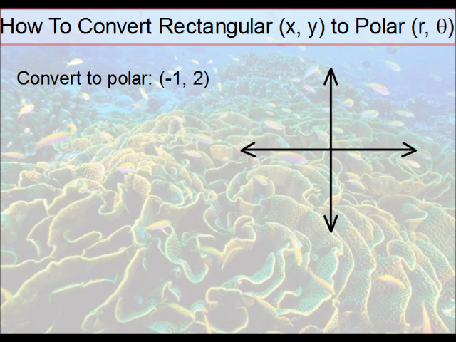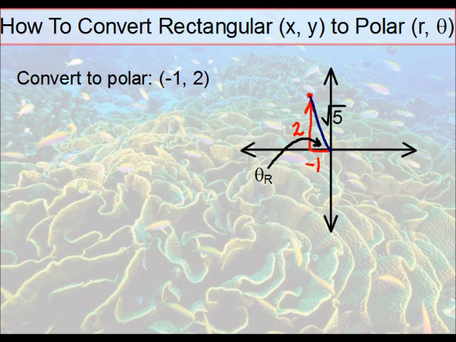Let's do a second one here. Let's convert -1, 2 to polar. Just as before, we want to graph that point. And what you want to determine is the distance from the origin that point is located at. If you use the Pythagorean theorem, you get the square root of 5. Okay, now let's work on getting that reference angle there.